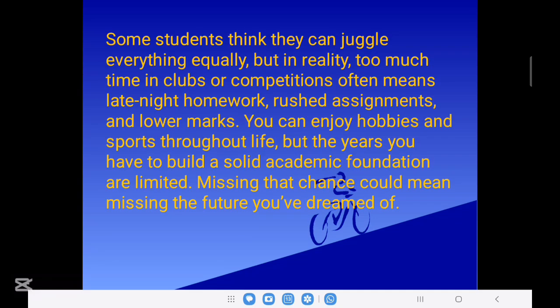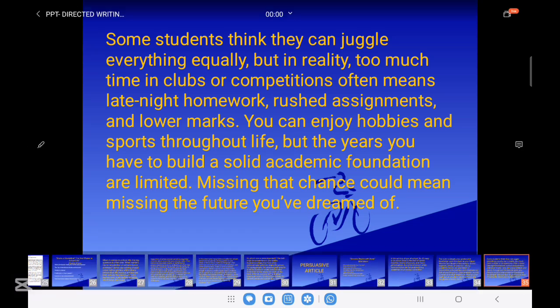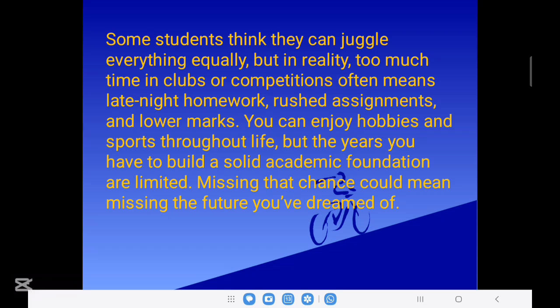A medal in football might look great on your shelf, but an excellent report card will take you places a trophy cannot. Third paragraph. Some students think they can juggle everything equally, but in reality, too much time in clubs or competitions often means late night homework, rushed assignments, and lower marks. You can enjoy hobbies and sports throughout life, but the years you have to build a solid academic foundation are limited. Missing that chance could mean missing the future you have dreamed of.